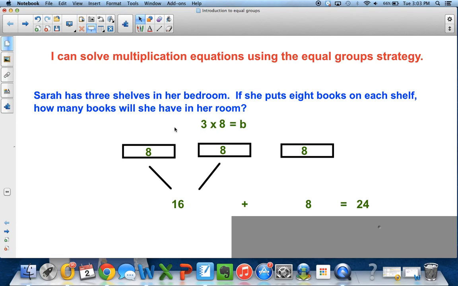So I hope this has helped. So now we can solve multiplication equations using the equal groups strategy.